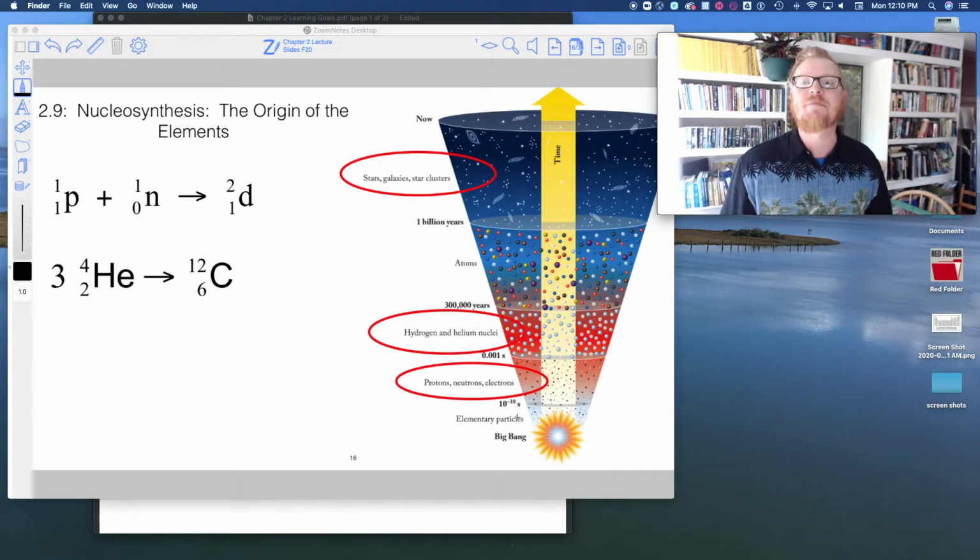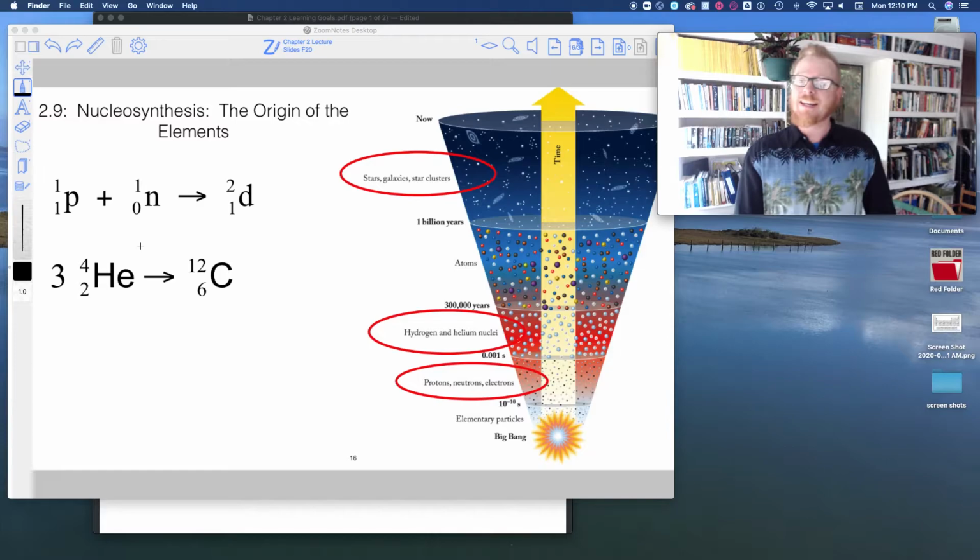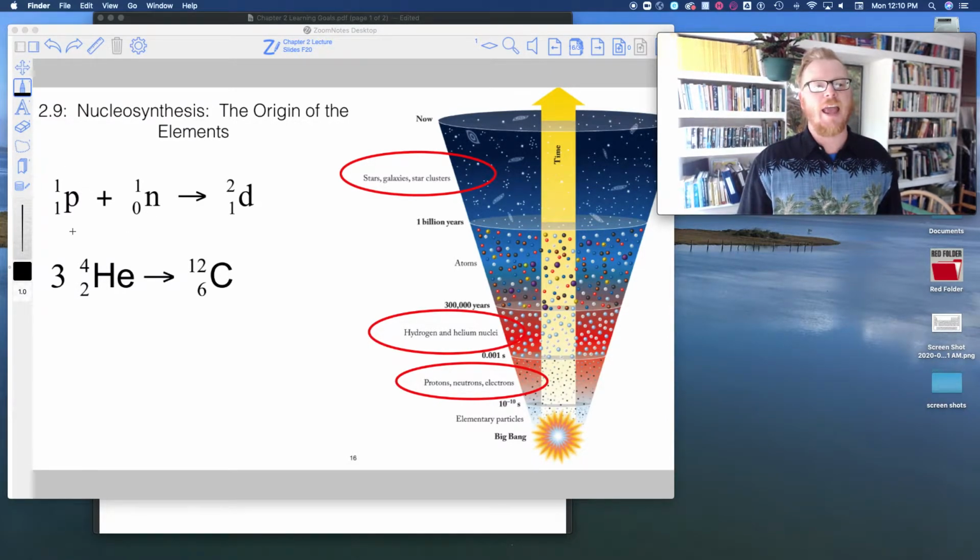That's like 1/10 billionth of a second. Protons, neutrons, and electrons started forming. And those protons, neutrons, and electrons were able to combine. So look at this chemical reaction. This 11P and 10N, those are the chemical symbols for proton and neutron. It's the same with the mass number on top and the atomic number on the bottom. A proton is just one single proton. So this 1 and 1 says it's just one proton.